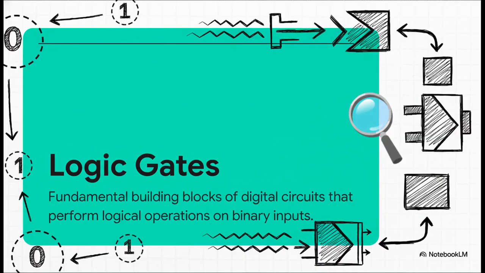But see, computers don't just store all those zeros and ones. They need to do something with them. They need to process them. And that's where logic gates come in. You can think of them as tiny little decision makers. They take a look at one or more of those binary inputs, the zeros and ones, and then produce a single yes or no output based on a very specific rule.